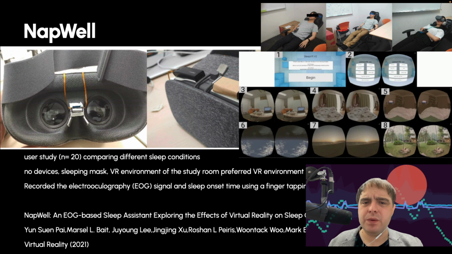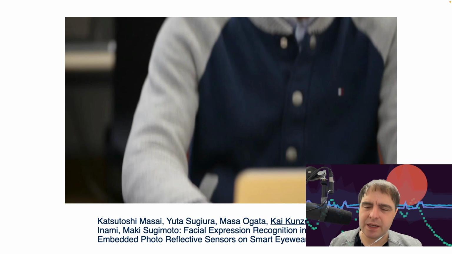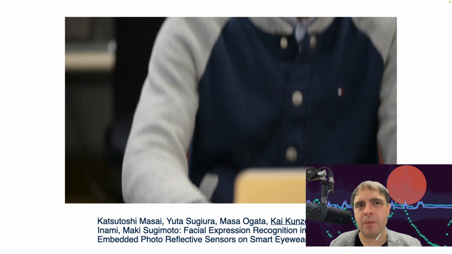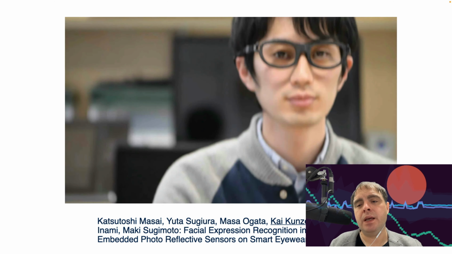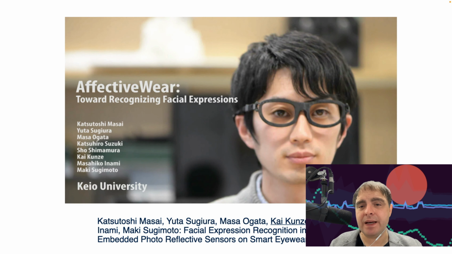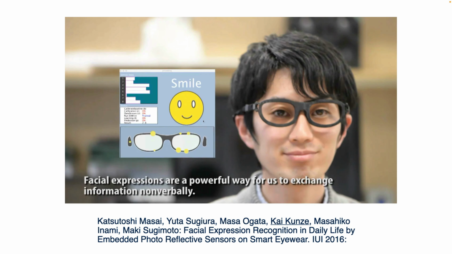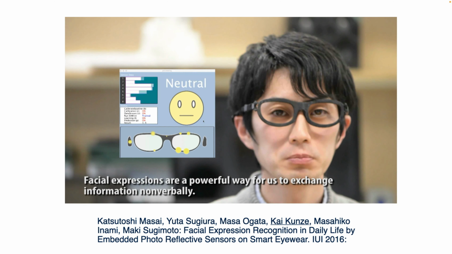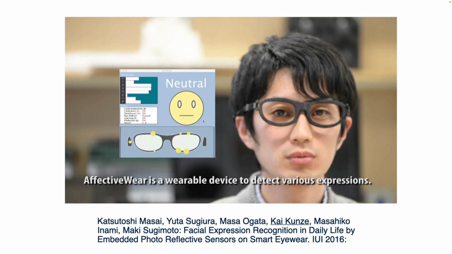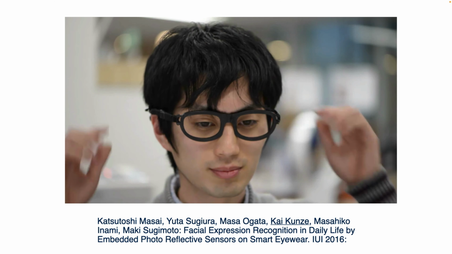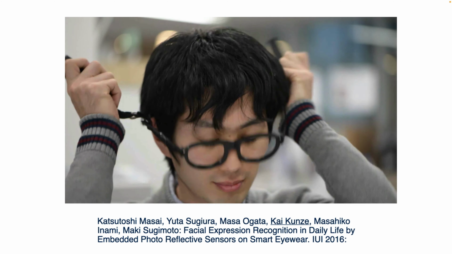Not only are we using sensors and glasses from a company, but we are also building our own for this type of activity recognition. And this is now work from Masai Katsutoshi. He worked on affective wear. He built glasses that can recognize facial expressions. So you can get the facial expressions using this type of glasses that uses photoreflective sensors.